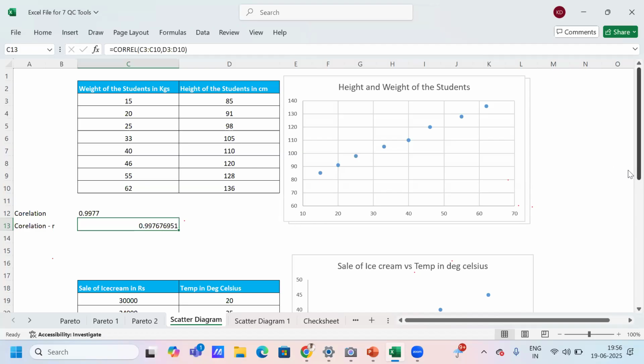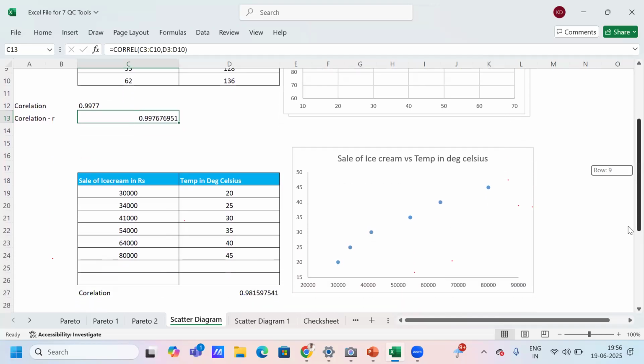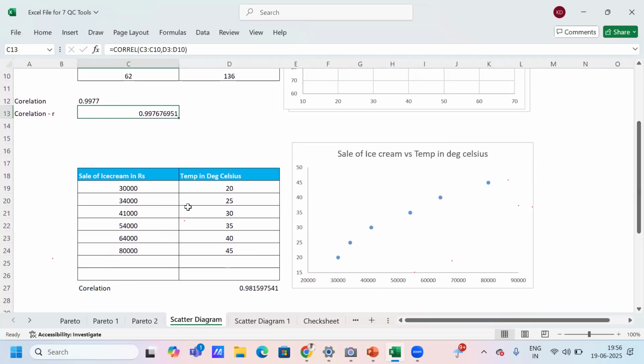Now, this is the second example: sale of ice cream and temperature in degrees Celsius. Suppose there is one shop in Pune and the temperature of Pune is 20 degrees Celsius on a particular day, for example, the sale of ice cream in rupees is 30,000. When the temperature is 25, 34. When the temperature is 30, 41. And when the temperature is 45, it has the highest sale of 80,000. So I have this data.